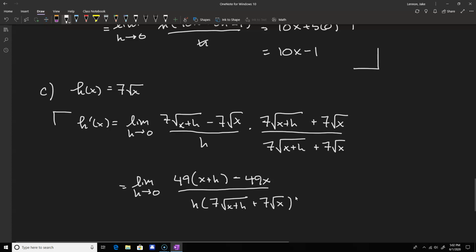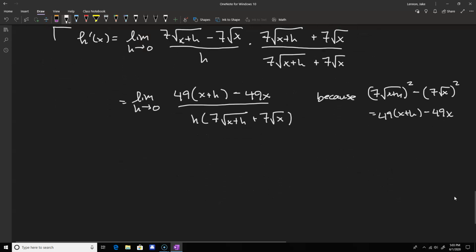So again, if you do 7 square root x plus h squared, if you're curious about the top, it's because 7 times the square root of x plus h squared minus 7 square root x squared is equal to 49(x plus h) minus 49x. Sorry, I wrote it wrong when I tried to include more steps. So that's why.